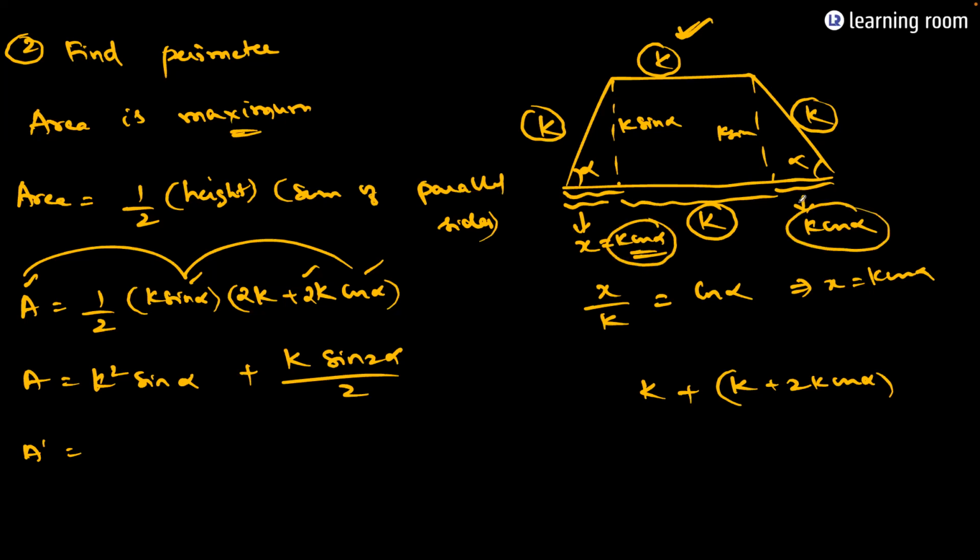Sir, could you please mark points A, B, C, D? I'll take this as E and F. What is EF? EF is K. DE is K cos alpha, and FC is also K cos alpha. So 2K cos alpha plus K. What about the opposite side? Sum of the parallel sides, no. You need to take the side AB also. Got it, sir.